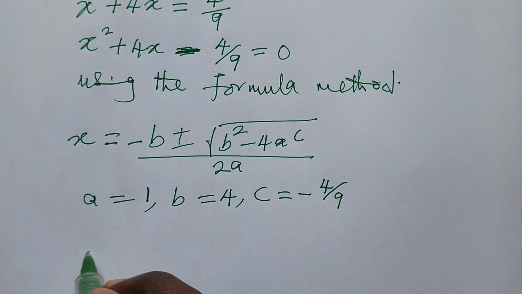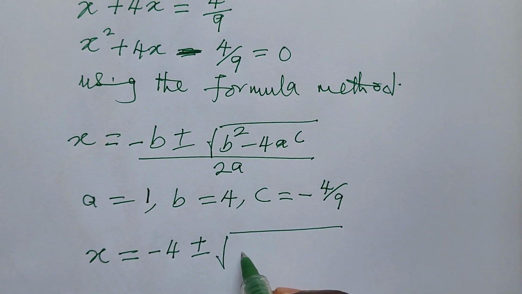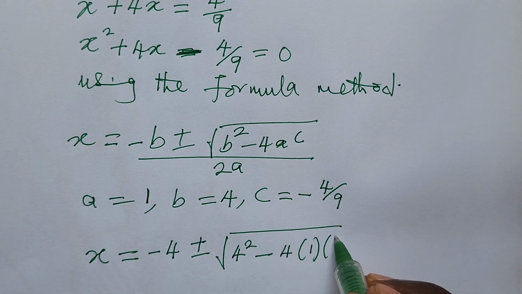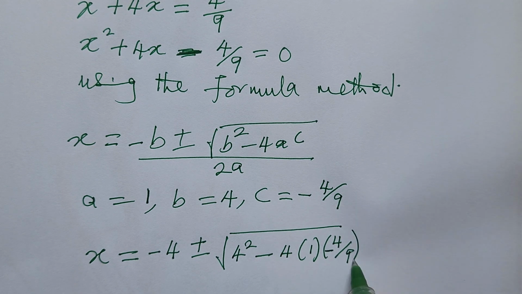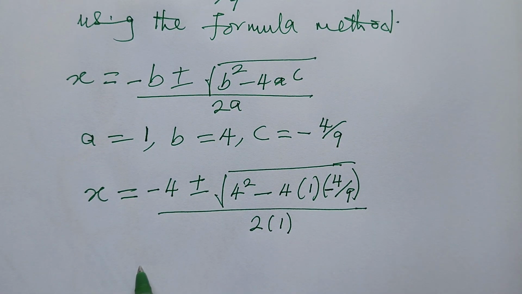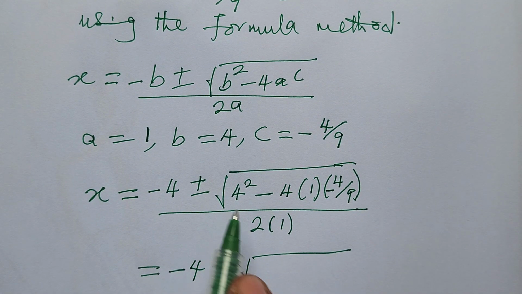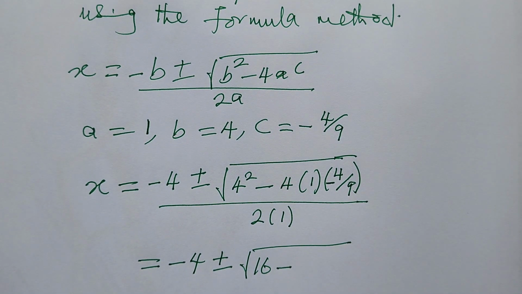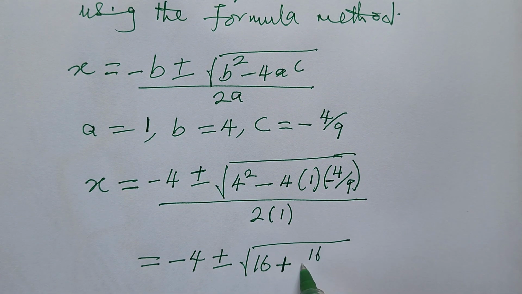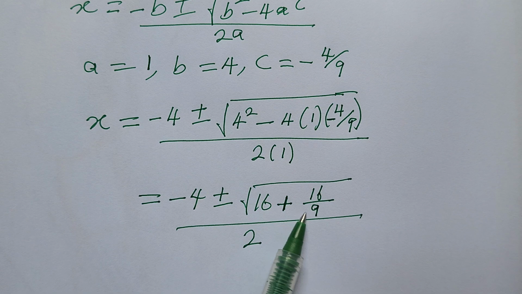Okay, so substituting this, x will now be equal to minus 4 plus or minus the square root of 4 squared, then minus 4 times 1 times minus 4 all over 9, everything all over 2 times 1. Simplifying, we have minus 4 plus or minus the square root of 16, then minus times minus gives us plus, so 4 times 4 gives us 16 all over 9, all over 2. Okay, so we can do some simple arithmetic here.